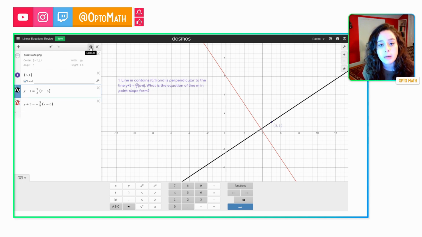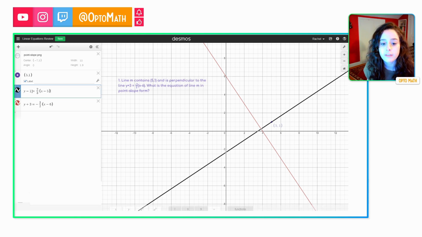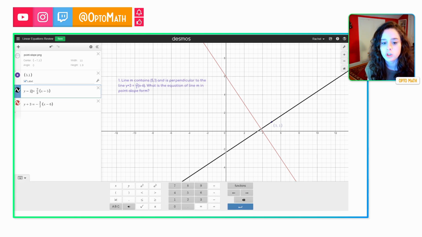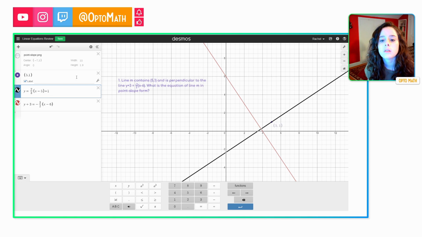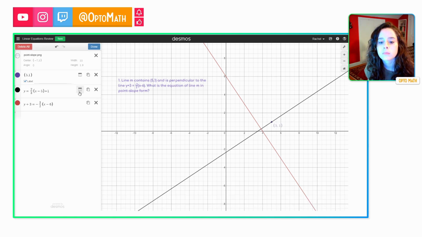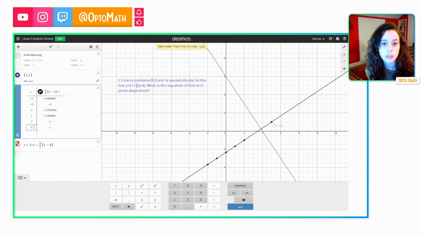And if you do want to double check to make sure your point's on there, it actually does not let us do a table for point slope form. But if you changed it to just solve for y by putting a +1 on the other end, then you can do that. And we check that (5, 1) is a point, and it is, so we're good there.